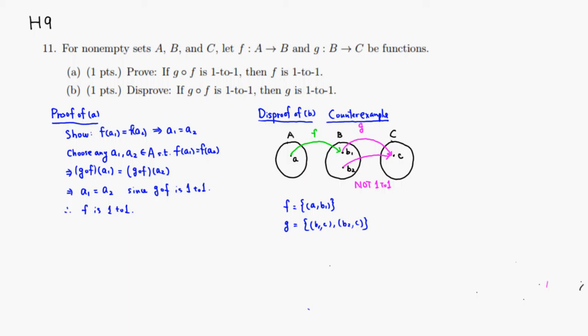So you can see that this is not 1 to 1. But if you do a composition, g of f is simply A mapped to b1, b1 mapped to c. This one is 1 to 1. So that will disprove that if g of f is 1 to 1, then g is 1 to 1, because this is an example where it's not. g of f is certainly 1 to 1, but there's a case where g is not 1 to 1. Alright, that's it. I hope that this was clear.